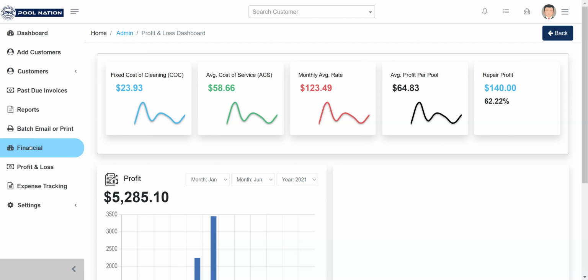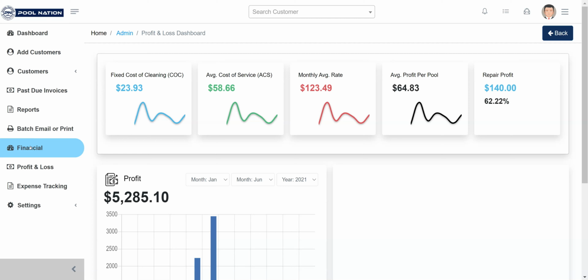The next one is going to be your average cost of service, and your average cost of service is going to take into account everything that has to do with servicing that pool, but only with servicing that pool. So it's not going to take into account repairs or filter services or any of that. It's just what it costs to service a pool. And what this allows you to do is look at your monthly average rate and kind of decide, am I charging the right rate? Do I need to increase my rates? How well am I doing there?